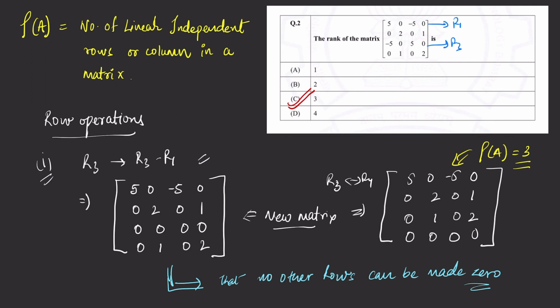So in simple words we can say the rank of the matrix is the number of rows which cannot be made 0, or the number of columns if we are doing the column operation, which cannot be made 0. Okay, that solves our question. Thank you and keep learning.